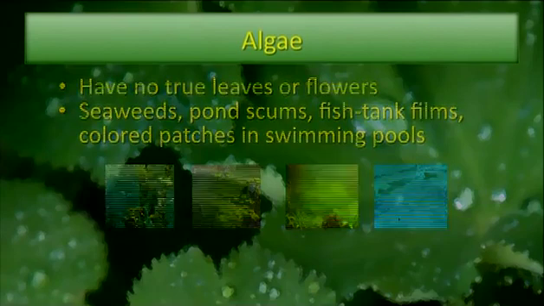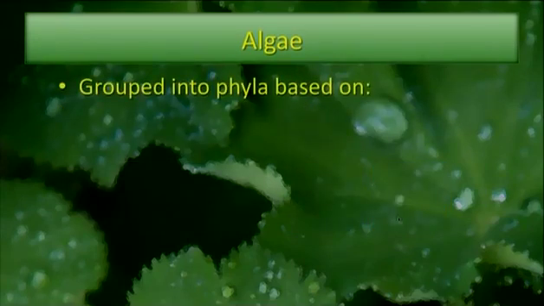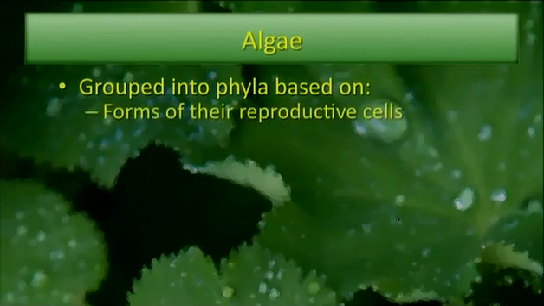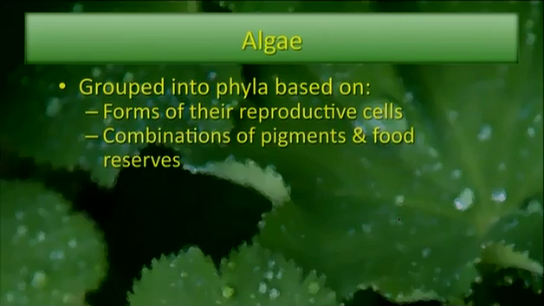And the algae are grouped into phyla. Remember what a phylum is. A phylum is a level just below kingdom, because we're in the kingdom Protista. A phylum is about the equivalent of a division. Remember, dear King David, dear King Philip, come out for goodness sake, right? You're going to have to know that. These are grouped into phyla based on the forms of the reproductive cells and also on combinations of pigments and the food reserves that they store.